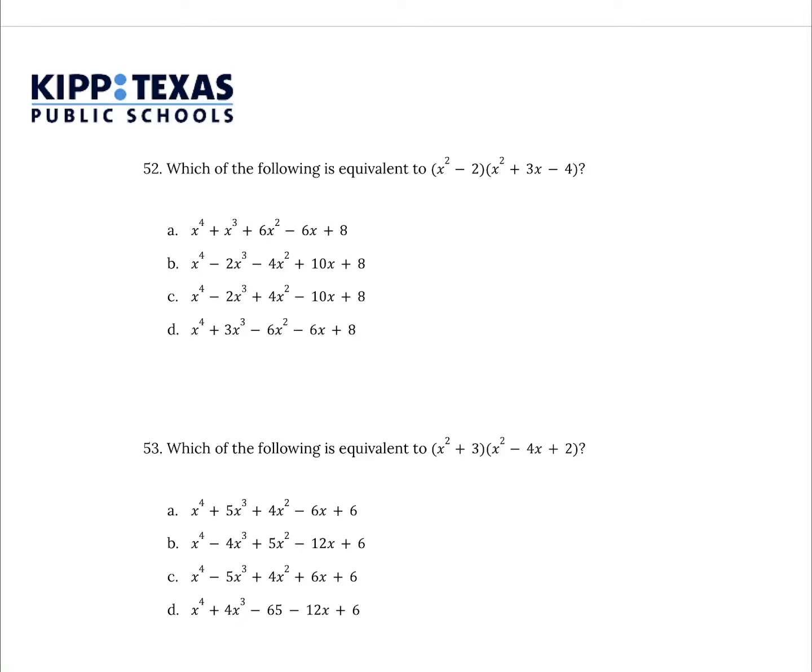And solve number 52. So they want us to figure out which of the following is equivalent to this whole thing right here, right? Now the word equivalent means that we're looking for the things that are the same to this right here. Now, if you look at the expression or the equation, it's a bunch of parentheses, right? And when we see parentheses, that basically means that we have to multiply. So when we multiply this expression, it is only going to match one of these answer choices, right?